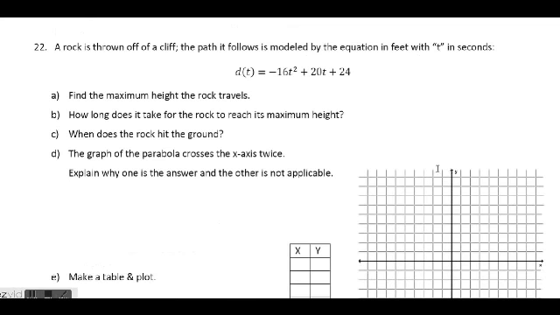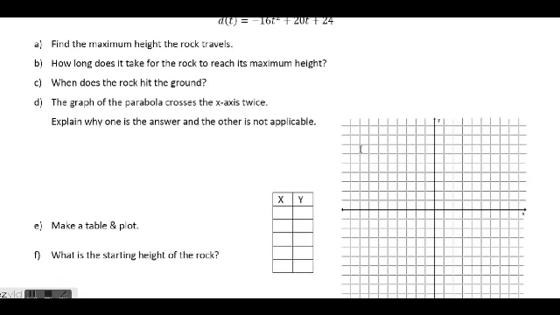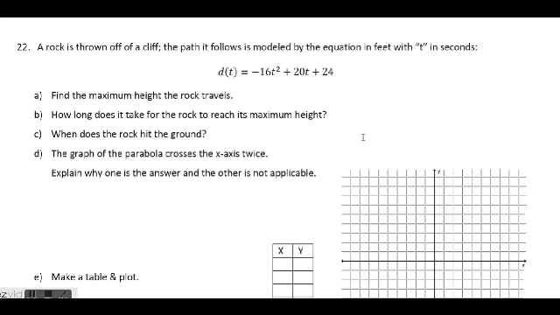Alright, last problem. This is the one with throwing a rock. It's in standard form because I see t squared, t, and then the constant. Find the maximum height. Hopefully you agree the maximum height is going to be the vertex. I know this opens down, so the maximum height will be the vertex.